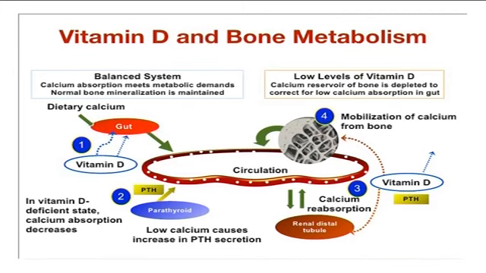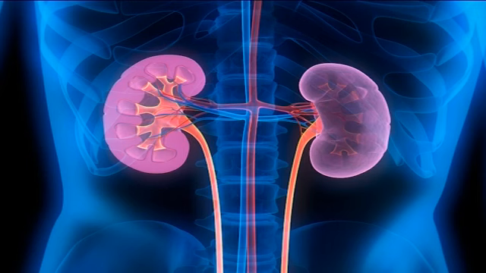Mobilization of calcium and phosphorus in association with parathyroid hormone occurs in the bone due to vitamin D. In the kidney, vitamin D promotes reabsorption of calcium. 1,25-dihydroxy vitamin D is not directly involved in the bone mineralization process, but it exerts a significant effect on the osteoblasts, and these in turn help in proper mineralization.